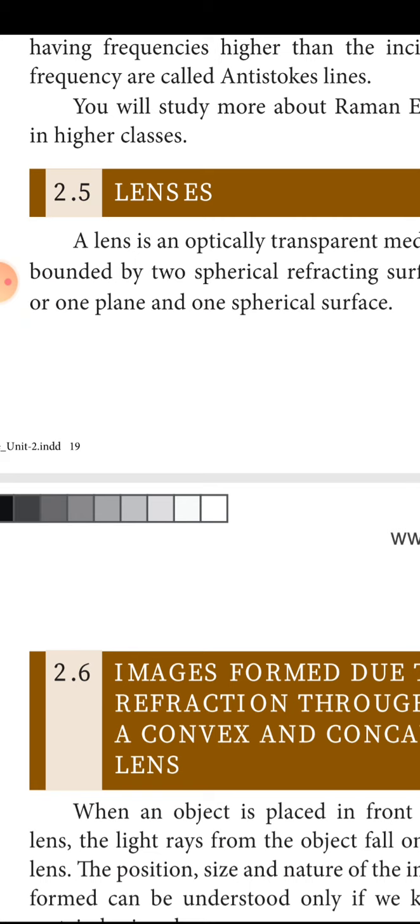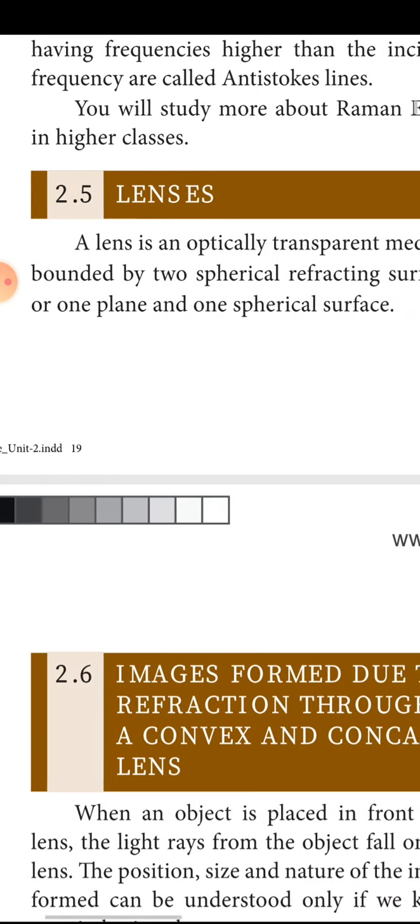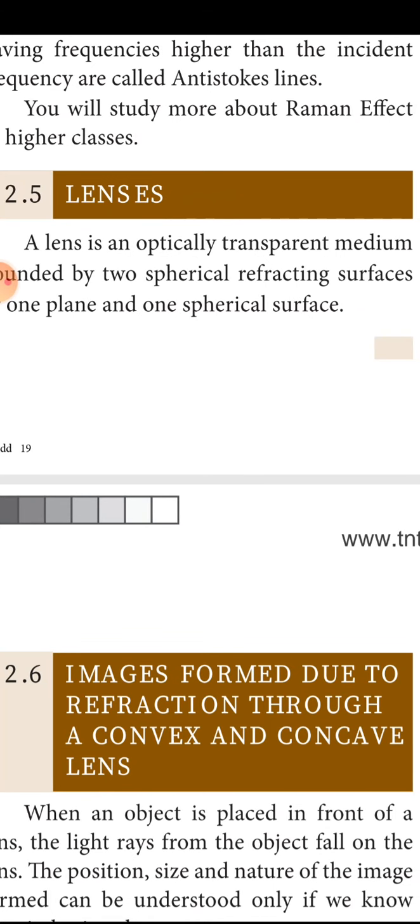What is a lens? A lens is nothing but an optically transparent medium bounded by two spherical refracting surfaces or one plane and one spherical surface. This is a lens. What is a lens? A lens is an optically transparent medium bounded by two spherical refracting surfaces or one plane and one spherical surface.